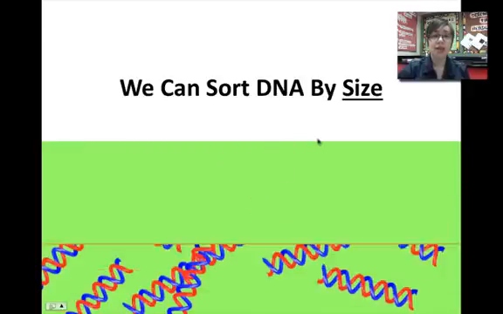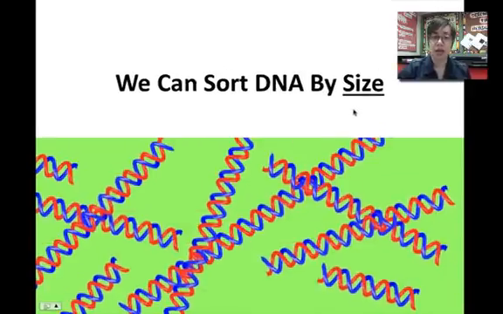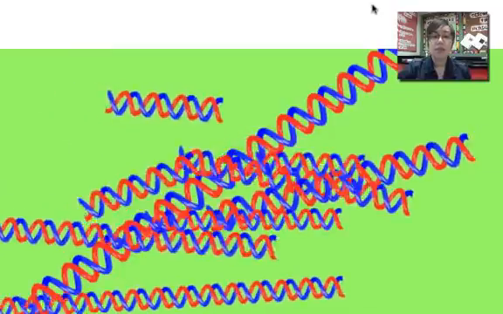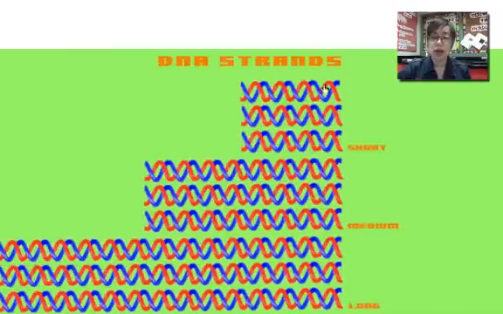Let's pretend that that little tube contains all kinds of DNA. We want that DNA to be separated out by size. So we want to have our shorter strands, our medium strands, and our longer strands all separated out. So we're going to use this technique of gel electrophoresis to do that.